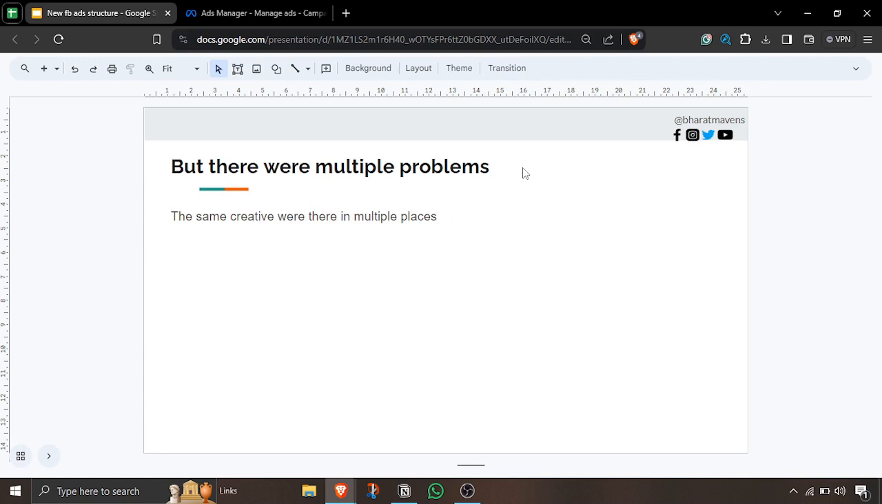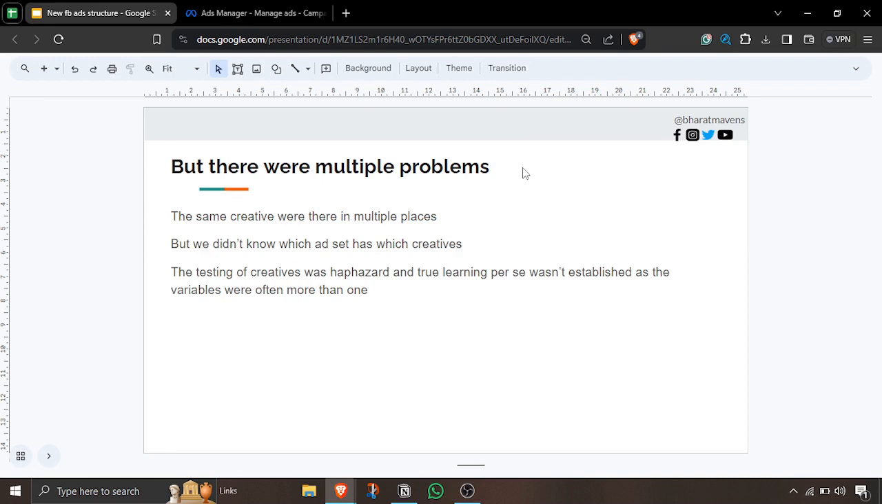For example, the same creative was there in multiple places, so we could not define what set of creatives is working with what targeting, or whether there is a pattern in targeting, because the same creative was performing well in one ad set while not performing well in the other ad set. We had issues with that. And we didn't know which ad set has which creatives.